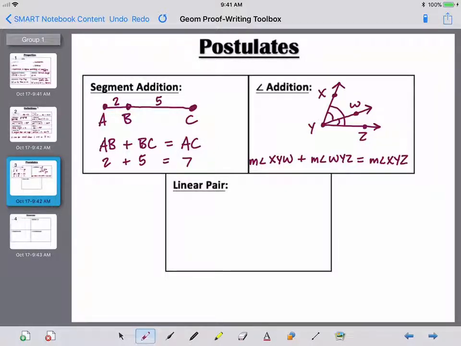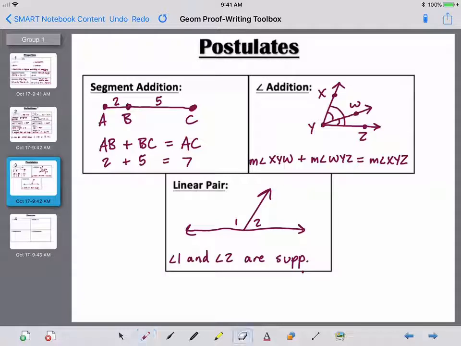All right, and last but not least, a linear pair. If you remember, a linear pair makes a line. So draw yourself a line, split it up, and if we would call this angle 1 and angle 2, this is actually the same as the definition of linear pair. Angle 1 and angle 2 are supplementary. So that is one of our postulates back from chapter 1.